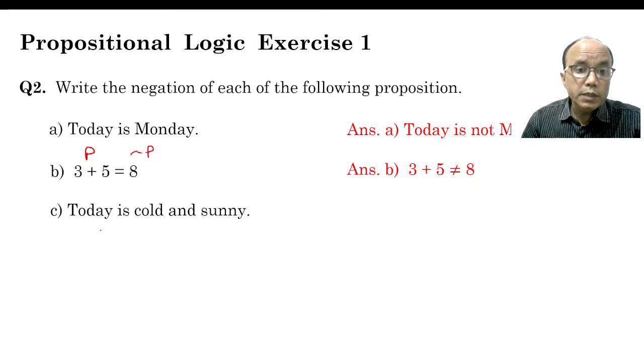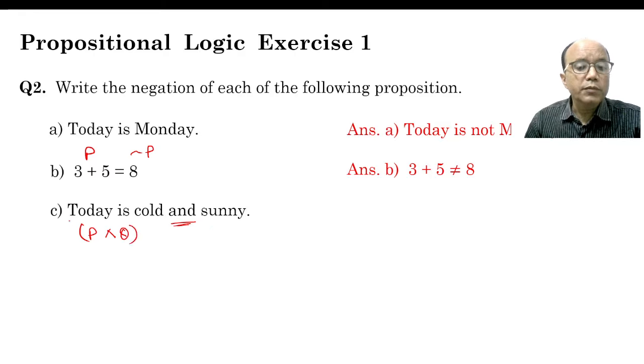Now third one. This is interesting. Today is cold and sunny. Look at this. This operator and is there. Basically, it is a conjunction of two propositions. Today is cold and you can say today is sunny. So here two propositions, P and Q, are there. One is P, today is cold, and this one is Q, today is sunny. So we have to find the negation of this one. If you directly write today is not cold and sunny, you cannot apply brackets here while writing in the form of a sentence. So how can we write it in a better way?